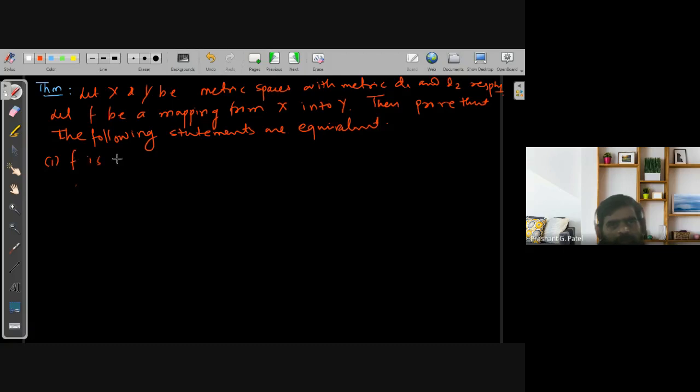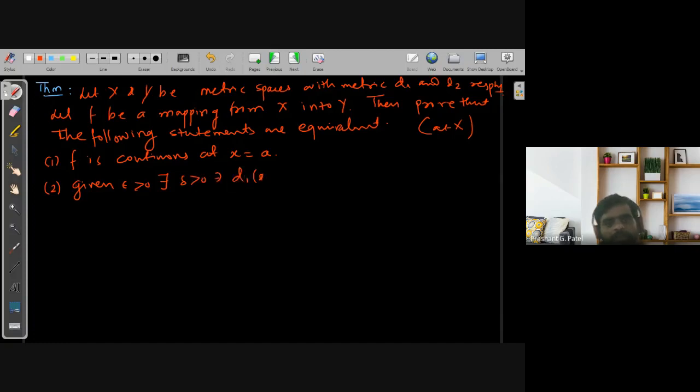The first one is f is continuous at x equal to a. So I require a point a which is in X. The second: given epsilon greater than 0, there exists a delta greater than 0 such that d1 of x comma a less than delta implies d2 of f(x) comma f(a) less than epsilon. These two are equivalent statements because they are the definition of the continuous function.